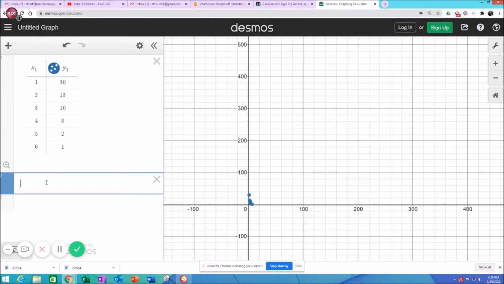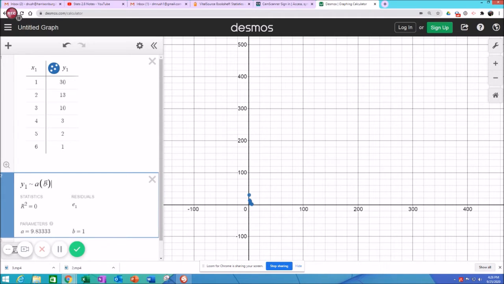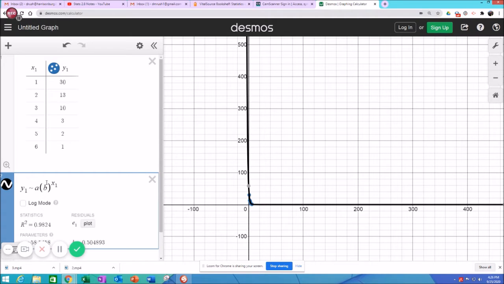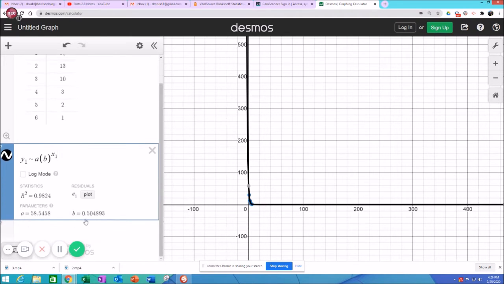Okay, so it tells us to do an exponential model. So we use y1 tilde a times b raised to the x1. As you can see, our a and our b here. And if we hit this thing here, it gives us a little bit of a better model there, so we can see there. Kind of interesting.